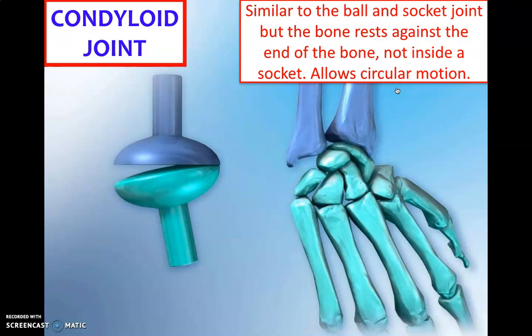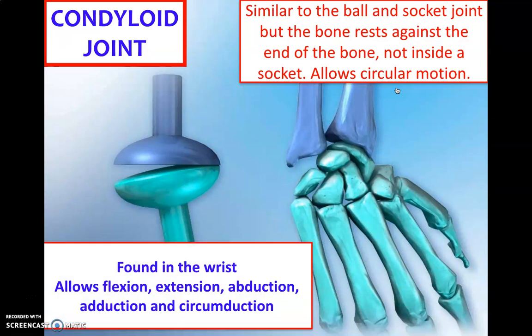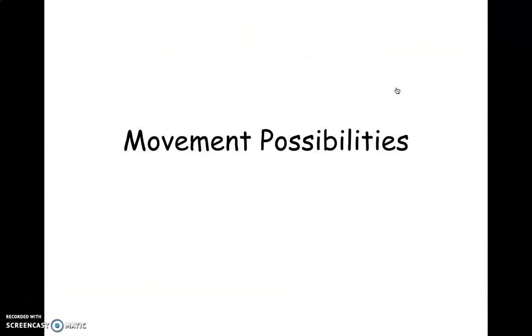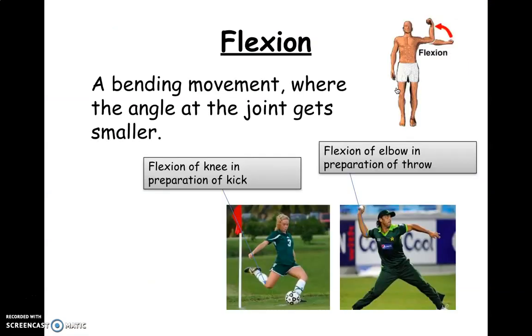Or when we warm up, we sometimes roll our wrists and ankles. So found in the wrist, it allows all these things: flexion, extension, abduction, adduction, and circumduction. And then we're going to look at movement possibilities that we just talked about, like extension, etc.